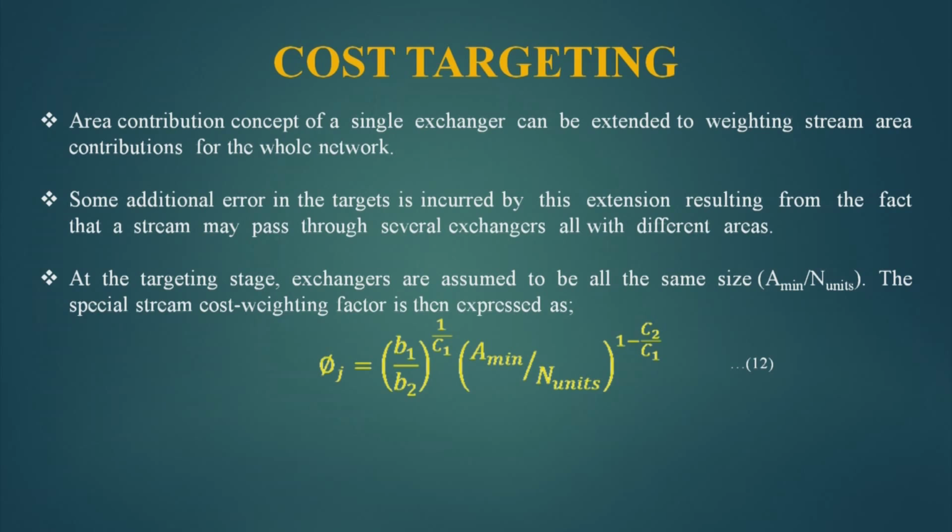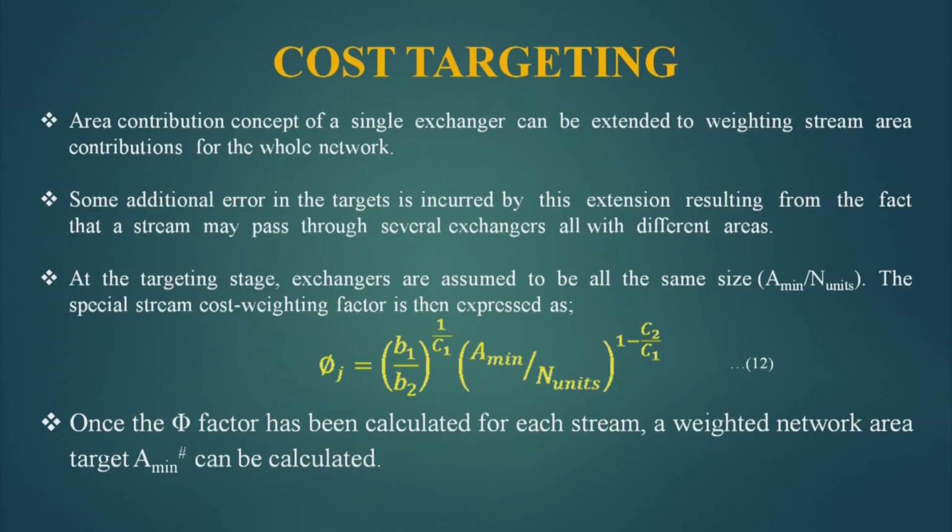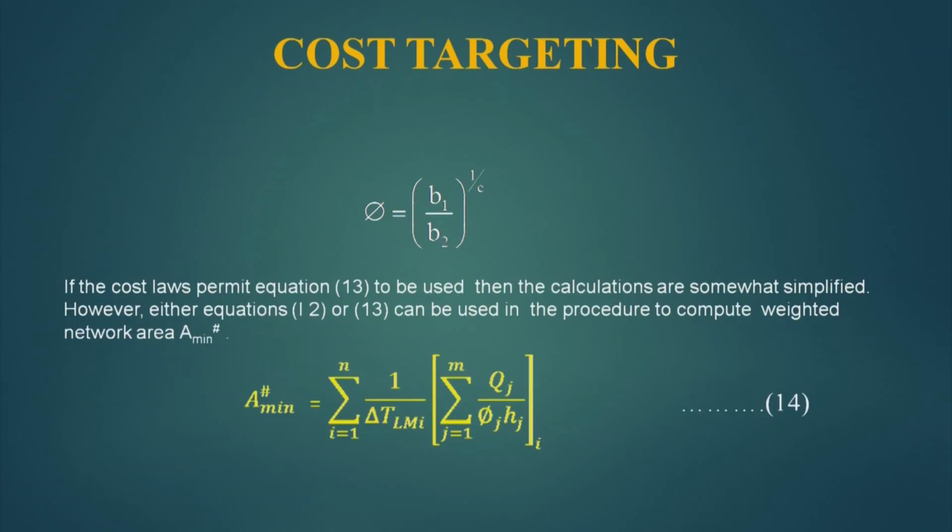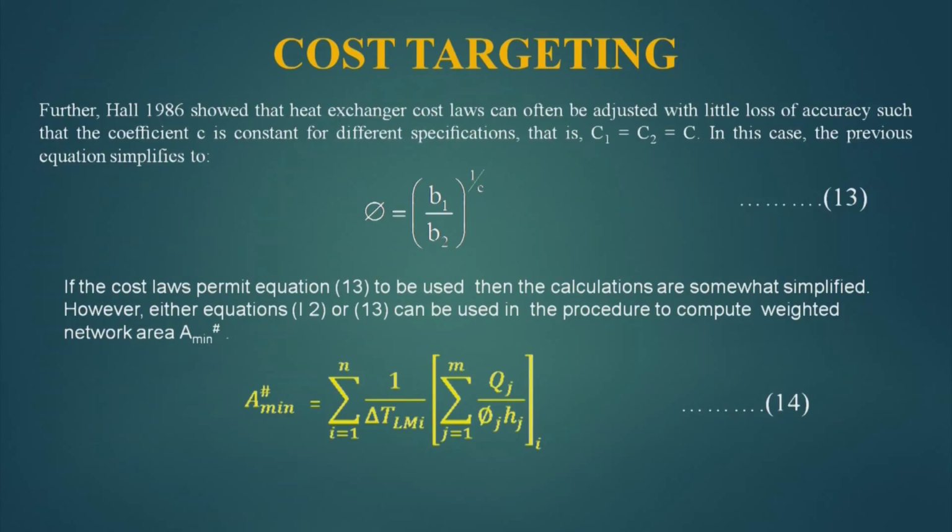The special stream cost weighing factor is then expressed as phi j is equal to B 1 by B 2 to the power 1 by C 1, A minimum divided by n units, to the power 1 minus C 2 by C 1. Once the phi factor has been calculated for each stream, a weighted network area target A minimum hash can be computed as this.